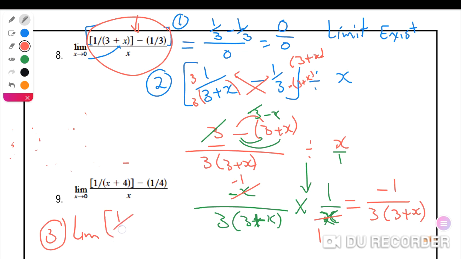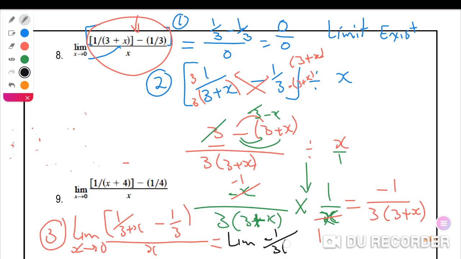The limit of (1 over 3 plus x minus 1 over 3) over x, when x approaches 0, will be like the limit of the redefined function, which is negative 1 over 3 multiplied by (3 plus x). When x approaches 0, just replace x, and it will be negative 1 over 9.